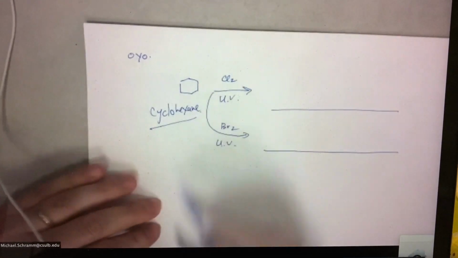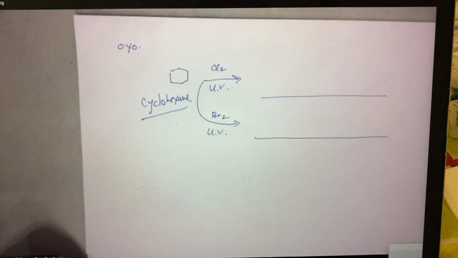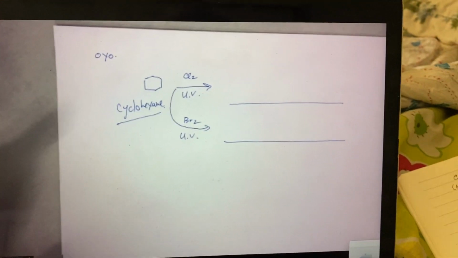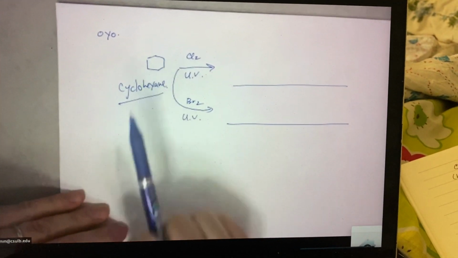Again, you'll first have to look at cyclohexane and identify all the hydrogens and figure out, are they all the same? Are they many differences? Or are they all different? There's actually 12 hydrogens on this molecule.